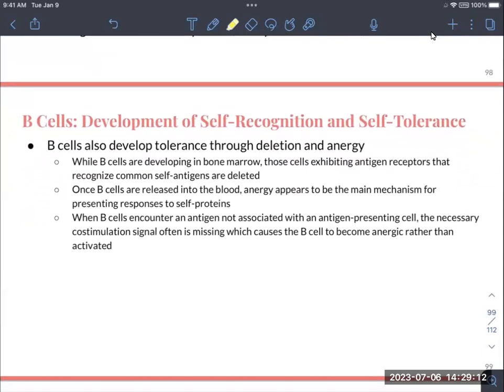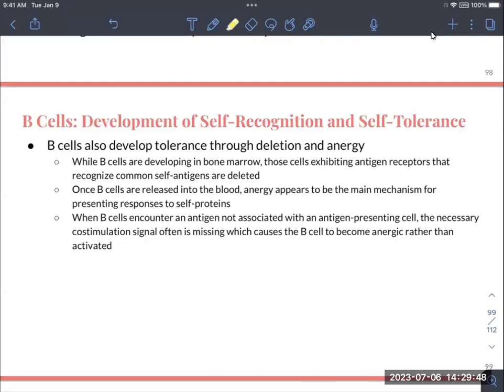B cells are going to develop that tolerance also through deletion and anergy. Those B cells, again, come from that B for bone marrow. There's cells that are going to exhibit antigen receptors. If they recognize common self-antigens, they are deleted because we don't want them to identify those common self-antigens. Once they get released into the blood, anergy appears. That's how they seem to die.